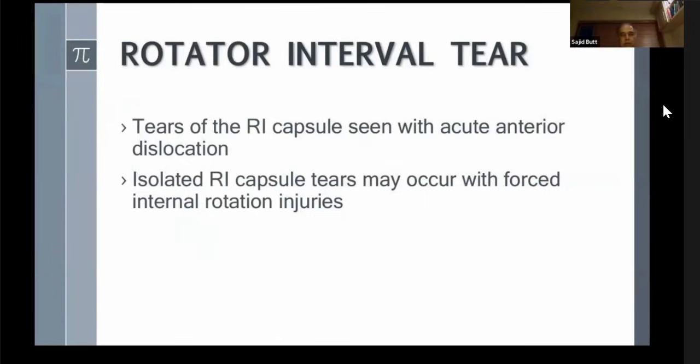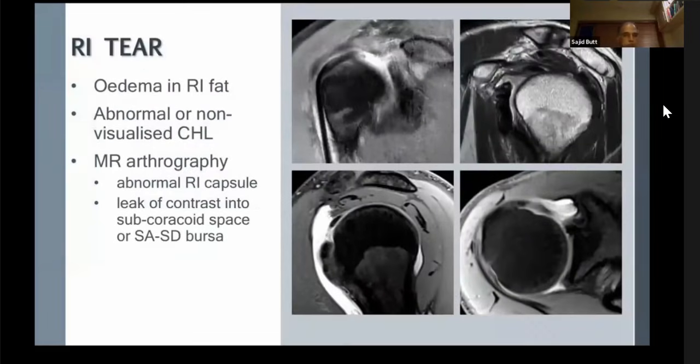The rotator interval capsule, or the shoulder joint capsule present in the region of the rotator interval, can be torn in patients with anterior shoulder dislocation. And this is what you get to see on MR. Obviously, the difference from the previous patients is that here there is a history of trauma.